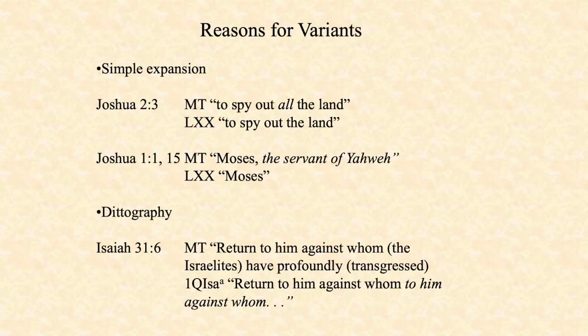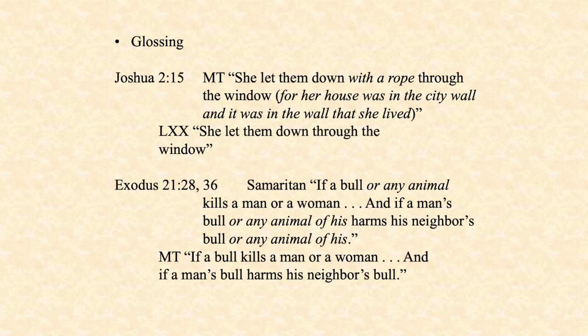Sometimes a scribe over time might mistakenly repeat something. They forgot that they'd already written it, they got distracted, and this is called dittography. So here we have in the Isaiah scroll where the medieval text says, return to him against whom the Israelites have profoundly transgressed. In the Isaiah scroll from Qumran, it says, return to him against whom, to him against whom. So somebody along the way simply made a mistake and repeated a phrase.